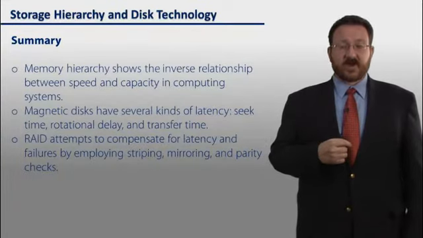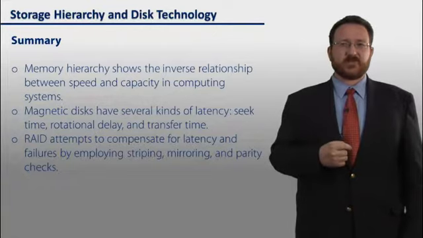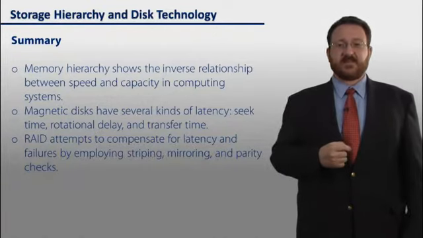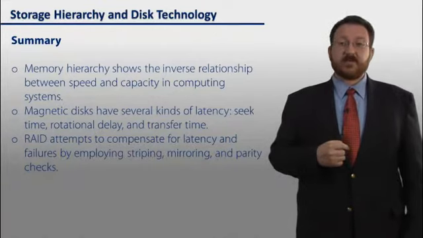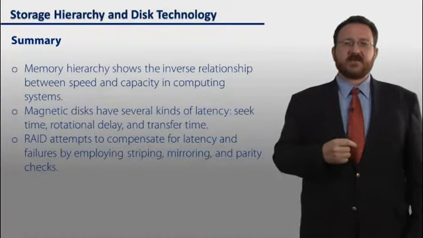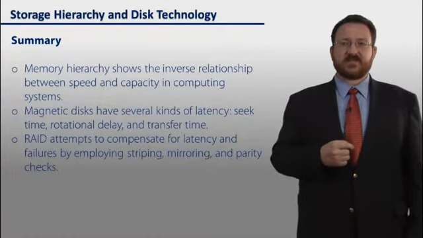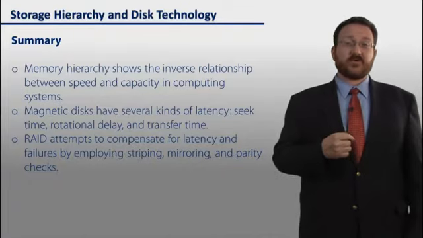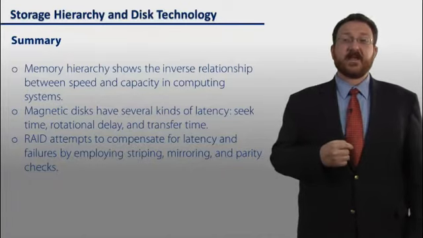In summary, the memory hierarchy is going to show the inverse relationship between speed and capacity in computing systems. Magnetic disks have several kinds of latency: seek time, rotational delay, and transfer time, as well as a lot of other terminology that we've looked at. And finally, RAID attempts to compensate for latency and failures by employing striping, mirroring, and parity checking.